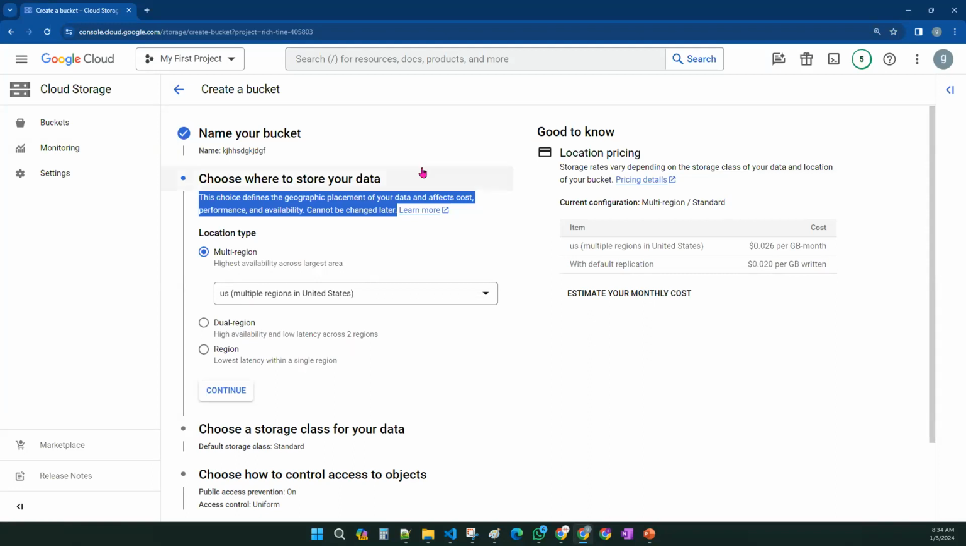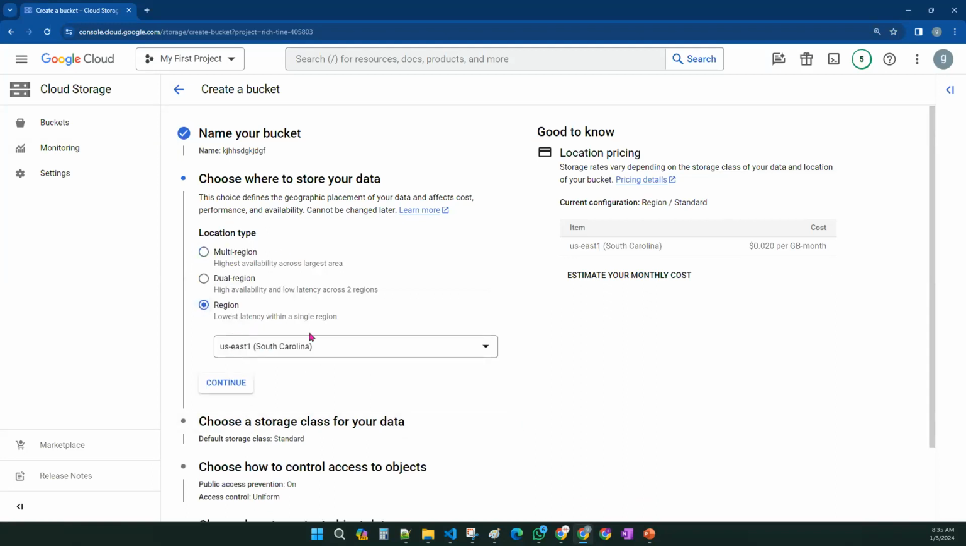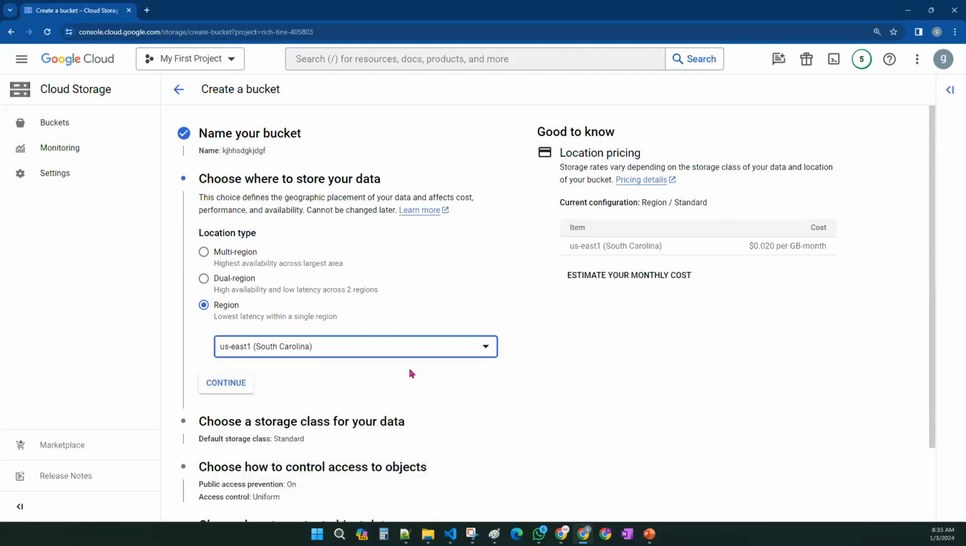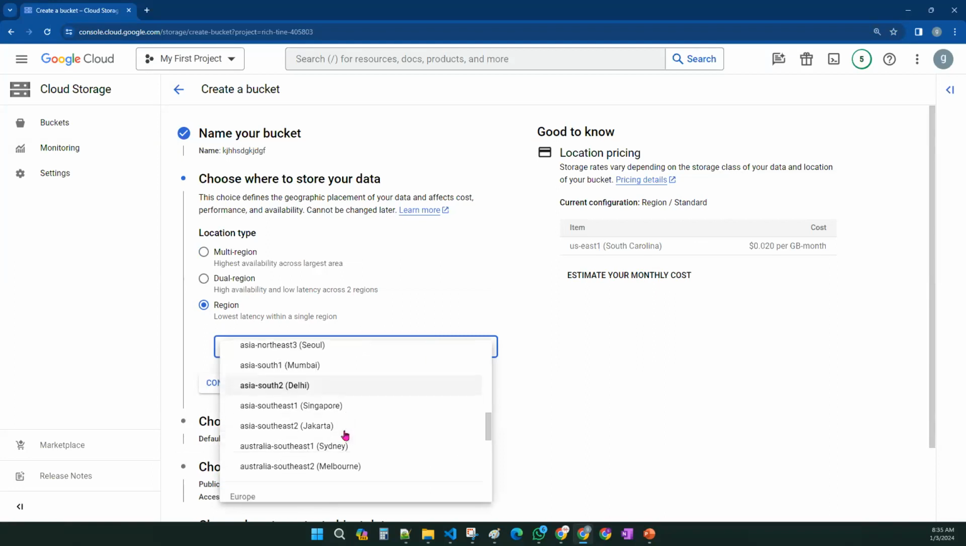As I told you, whenever you are selecting a location, a region or a zone, it affects your cost, your performance, the availability of the resources, and network latency. Selecting a proper location is a very, very important choice. Now look here, you have multi-regions. For example, let us first select a single region. For a single region, I can select any region. I can select Mumbai also.